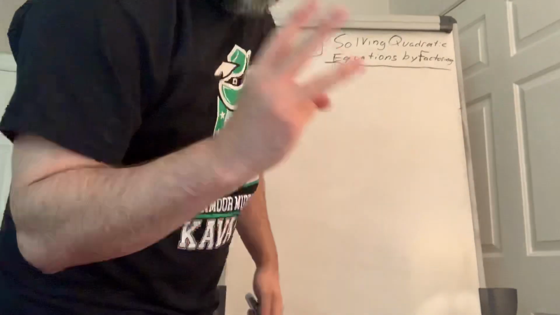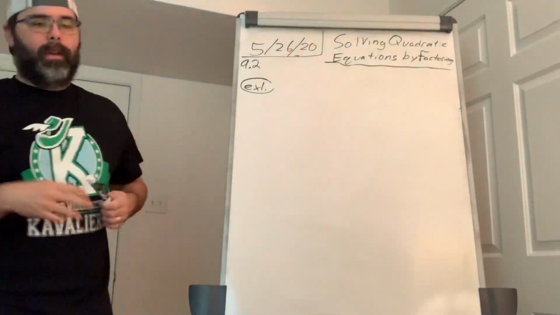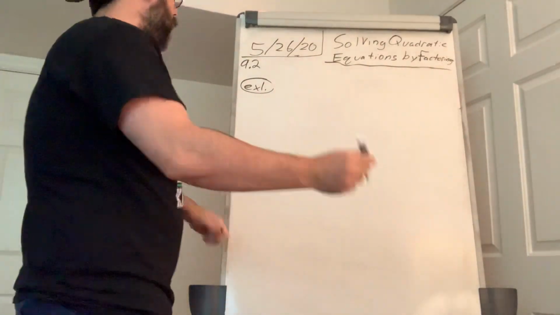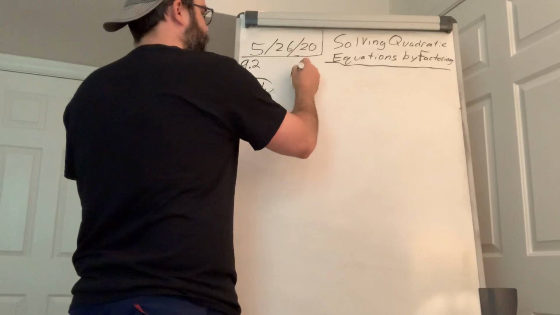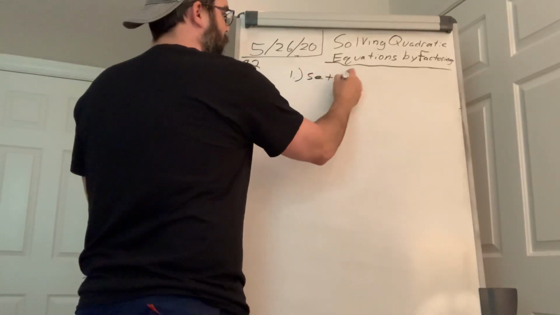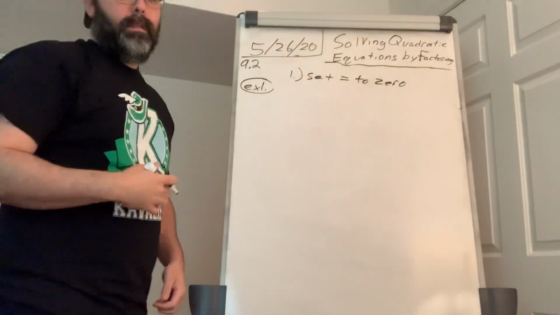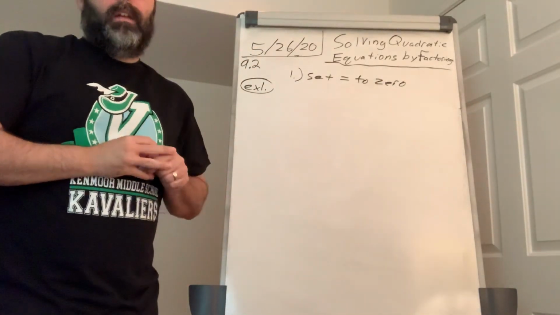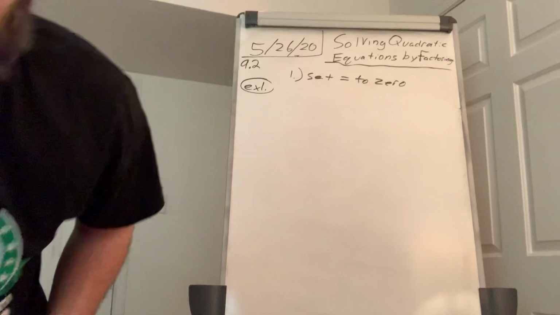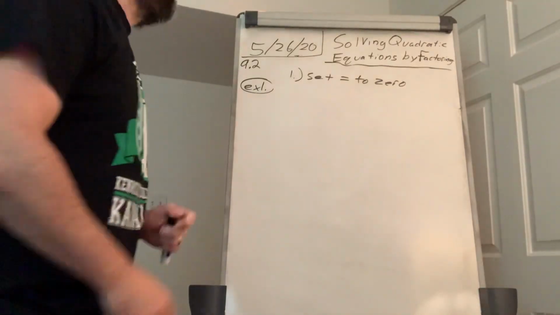Okay, so there's 3 steps, and I recommend you guys write these 3 steps down now so you can follow along. The first step is set equal to 0. So for that last problem, we didn't have to set it equal to 0 because it was already equal to 0.